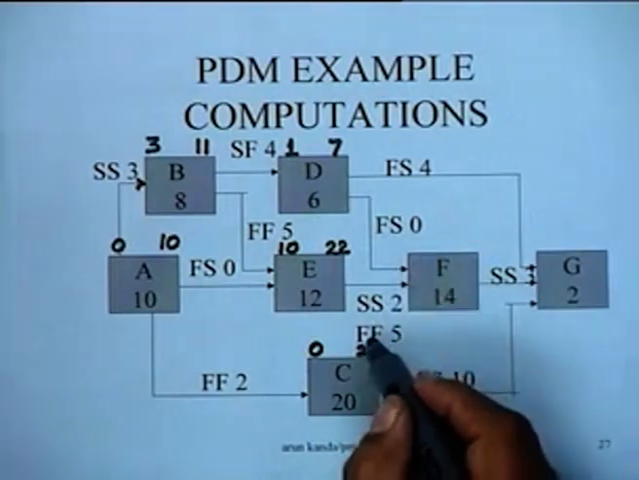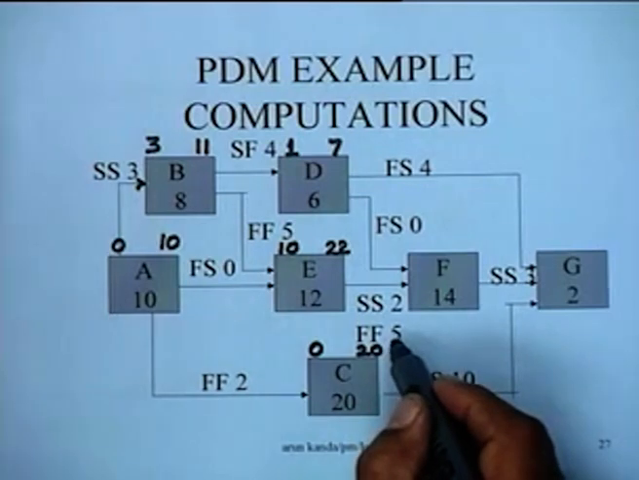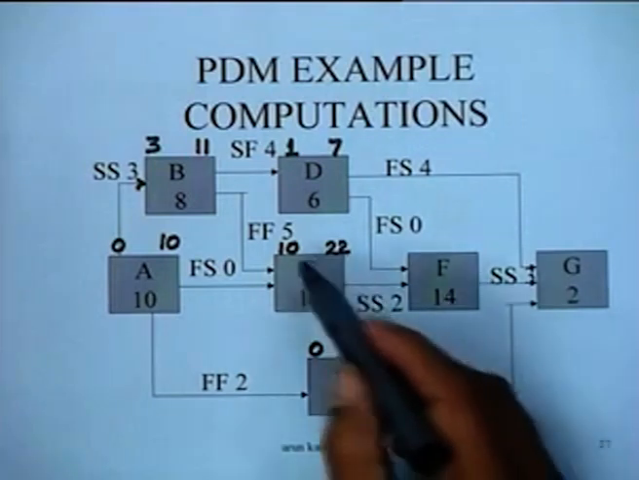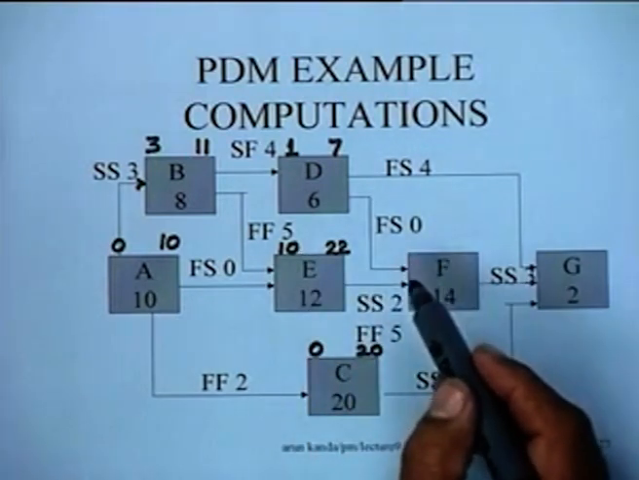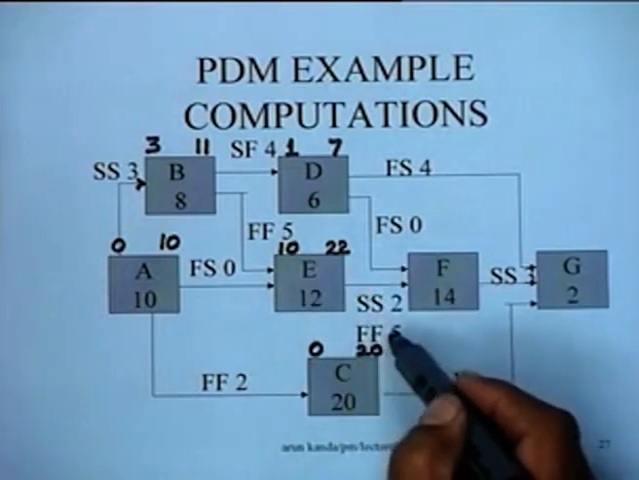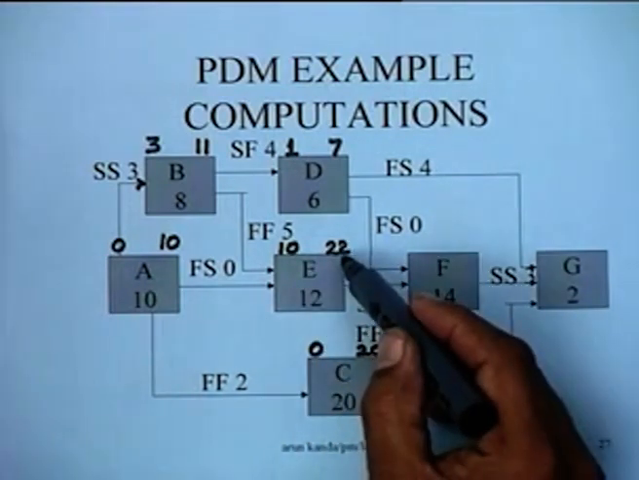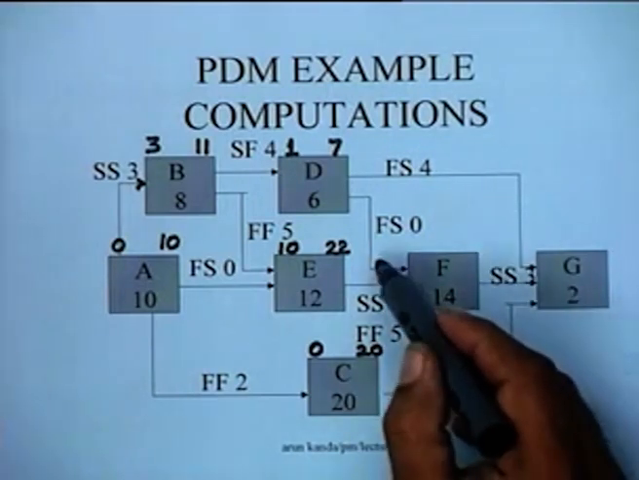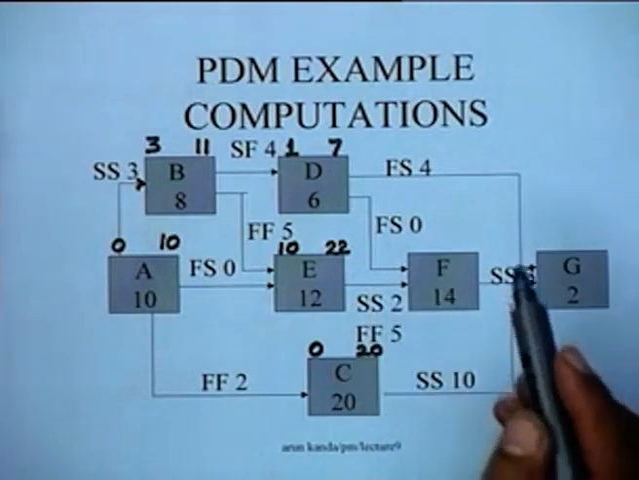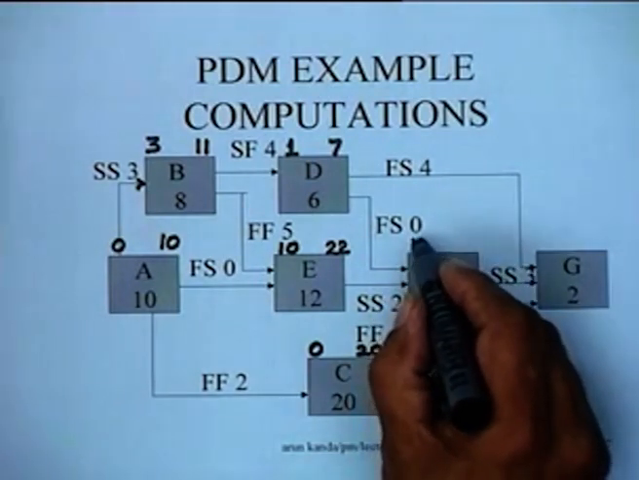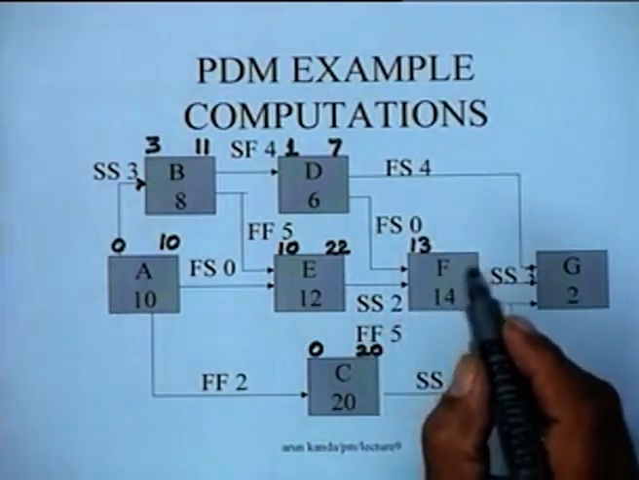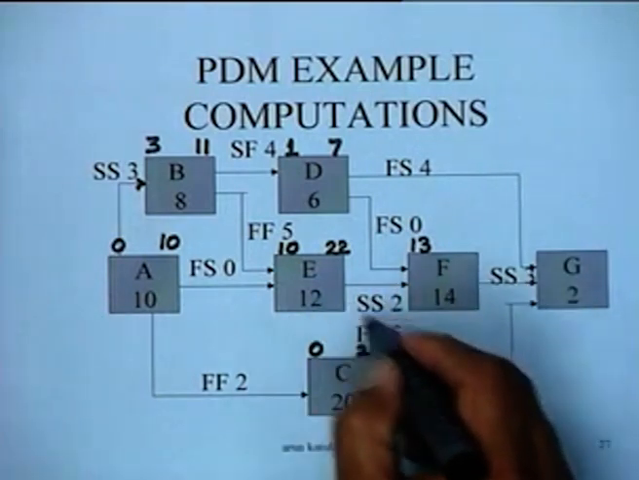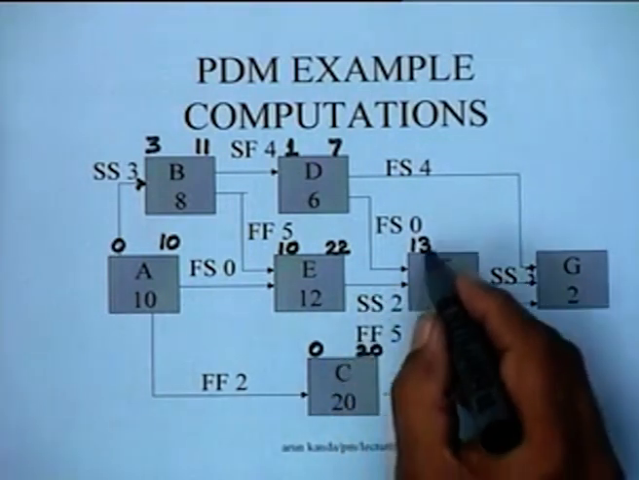That's one thing. And at the same time there is an FF lag of 5. So when there is an FF lag, it means that 10 plus 5, which is 15. It is finish to finish lag. 22 plus 5 is 27. Now 27 minus 14 is 13. So out of all the 3, 13 is the largest value, right? So the earliest start of this particular activity is 13. So we have computed from all these. This was 7, this was 12, and from the FF lag, all these 3 possibilities, this is 13.